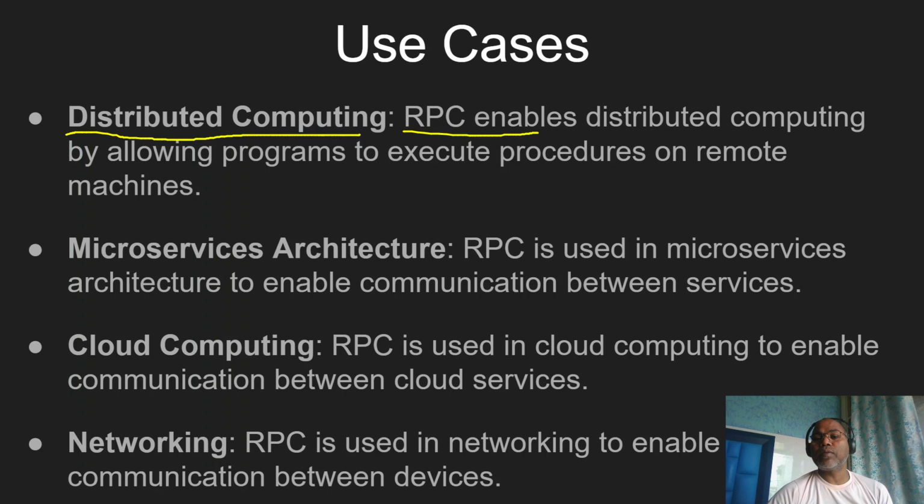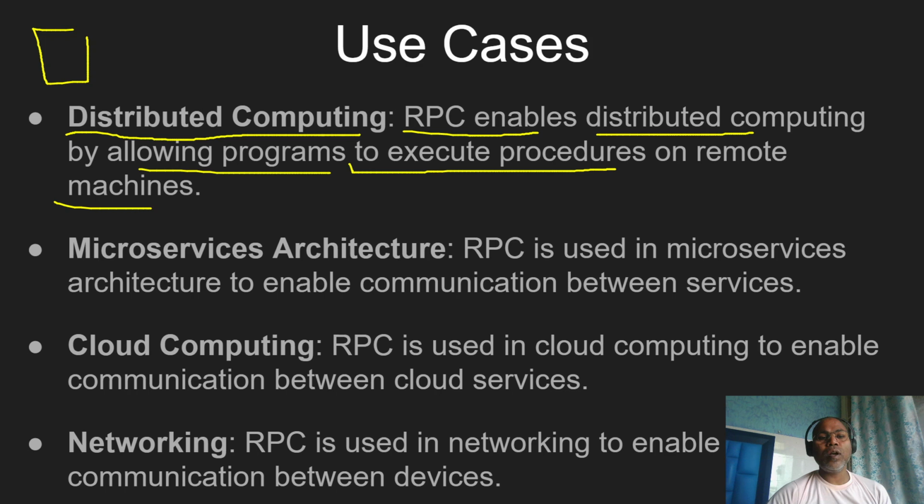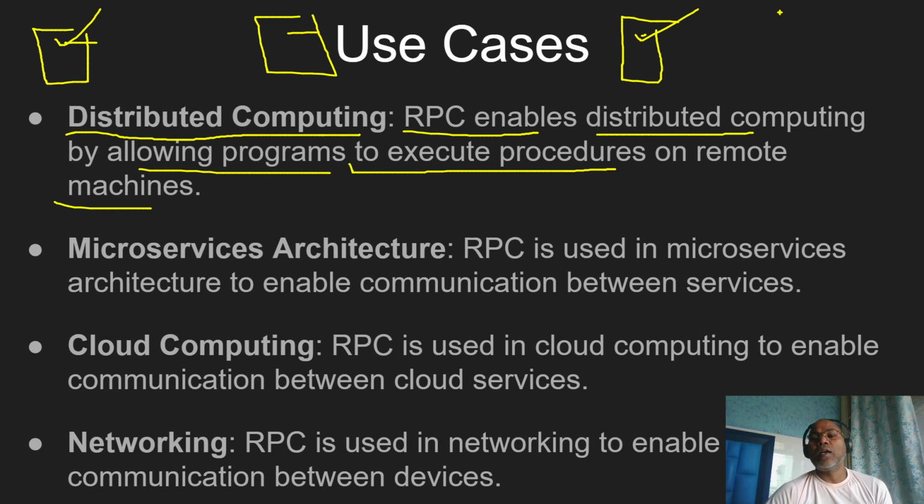So RPC enables distributed computing by allowing a program to execute a procedure on a remote machine. This is the technique where a program inside one machine can execute a program residing on another machine. This is what we mean by remote procedure call: one machine can call a particular function, method, program, or service that is not on the same OS or the same machine.